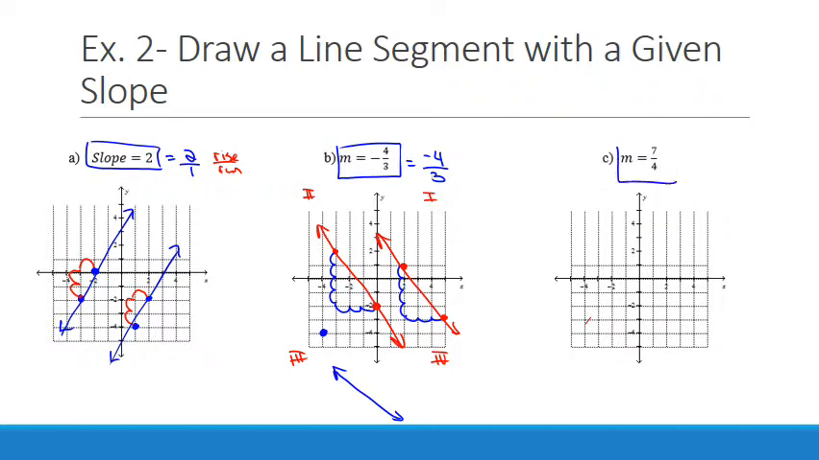Okay, C, our final one, 7 over 4. I know that's going to be positive, so meaning I'd rather pick something kind of in this quadrant here. So I'll just pick something right here. It's telling me to go up 7: 1, 2, 3, 4, 5, 6, 7. And then over 4: 1, 2, 3, 4. So that's my second point right there.